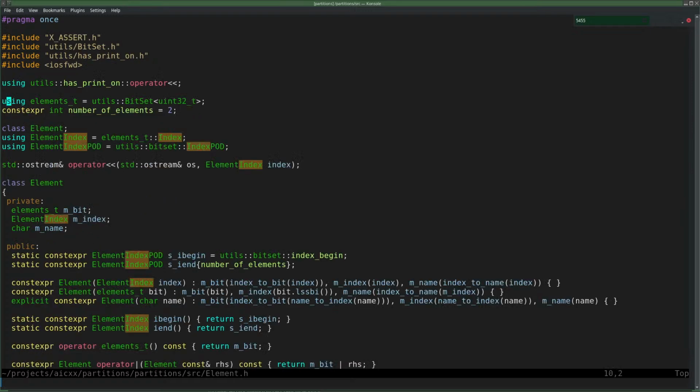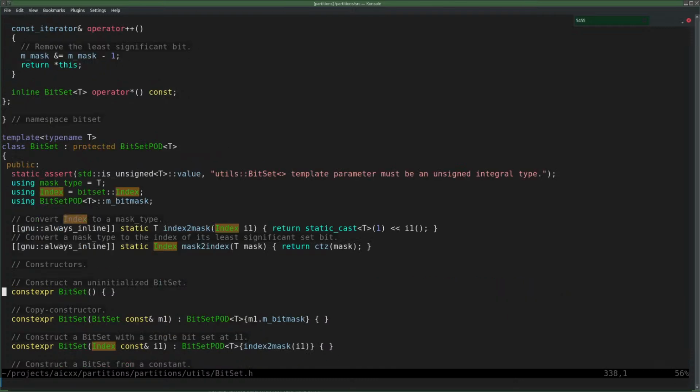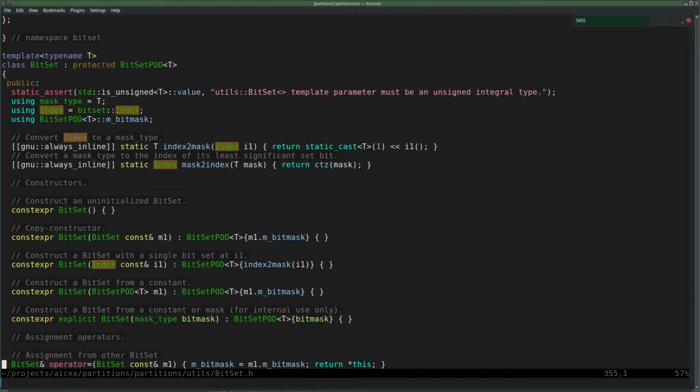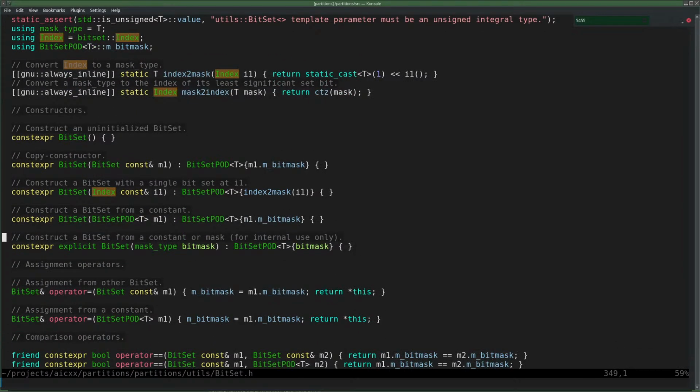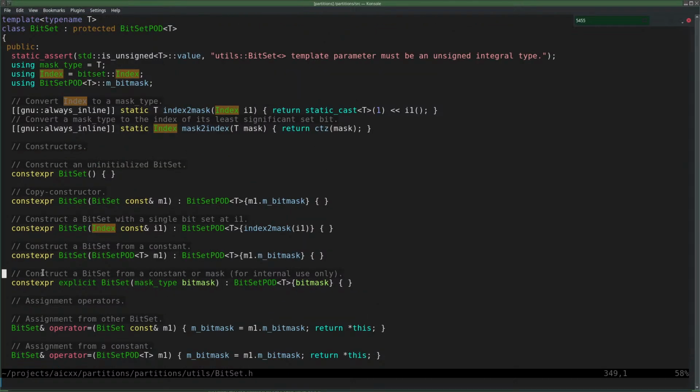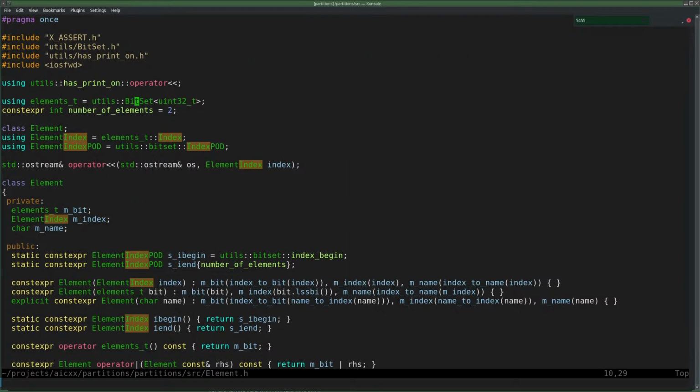Elements type is a bit set. How do I make a bit set that is all zeros? You cannot unless you call with a different bit set, or with a POD, or with a mask type, really. So we could pass a mask type that is 0. And this one is explicit, so we have to cast it to the mask type. Elements mask type. So bit set was elements type.